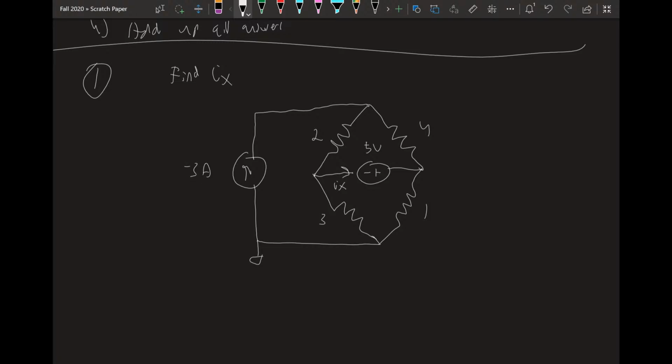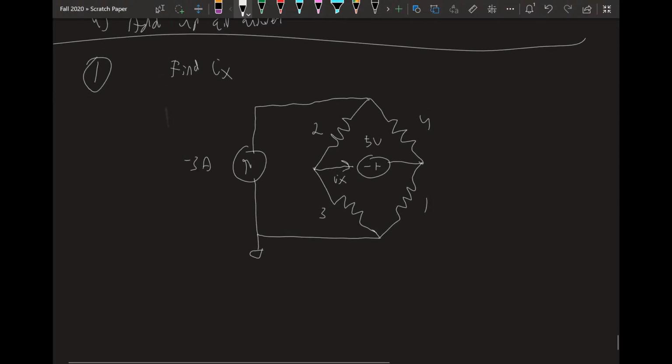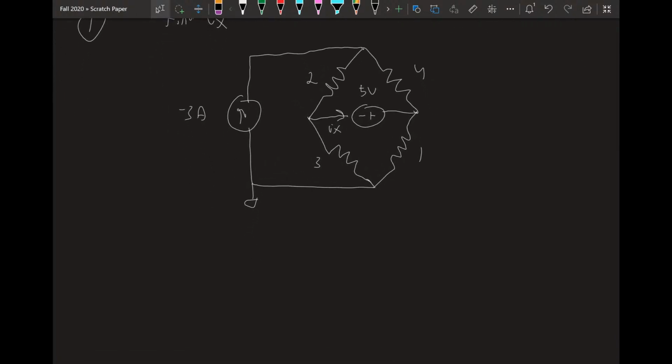Okay, so find Ix in the following circuit. There are, of course, many ways you could do this, but I'm going to choose to do superposition. I'm going to start by deactivating the current source. I want that gone, so I'm going to replace the current source with an open circuit to deactivate it. So this circuit, for our first step, becomes just this.